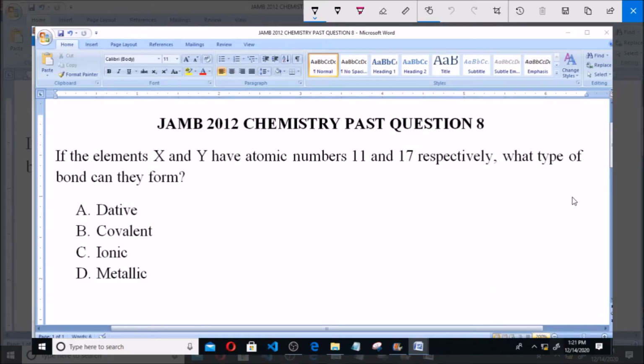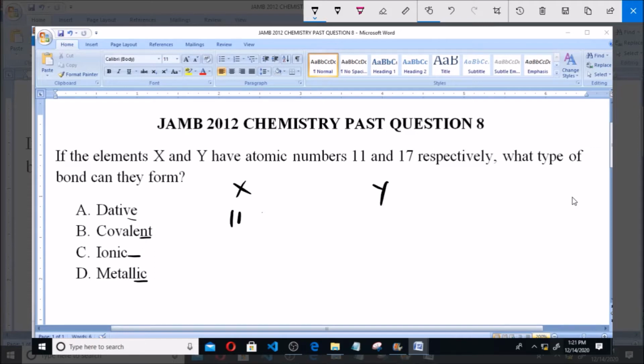I'll be answering JAMB 2012 chemistry past question 8. If the elements X and Y have atomic number 11 and 17 respectively, what type of bond can they form? A. Dative, B. Covalent, C. Ionic, and D. Metallic.